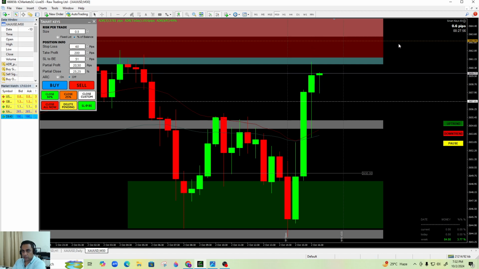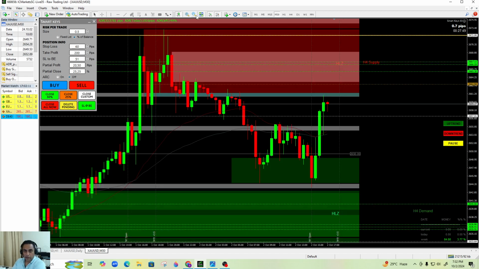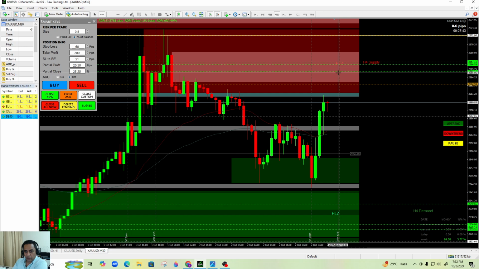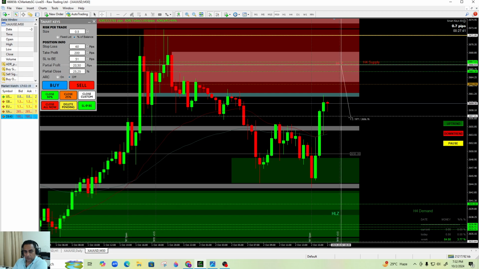So it needs to break this high. This is 2662.94, or 2663. It needs to break that high. Once it breaks the high, we're going to pay close attention to price because it can very quickly come to these levels and we can have a bit of a reaction.